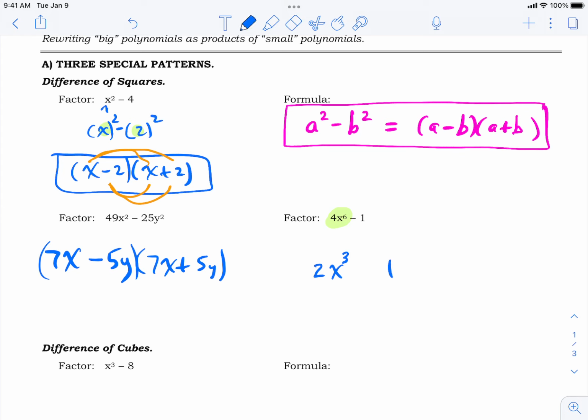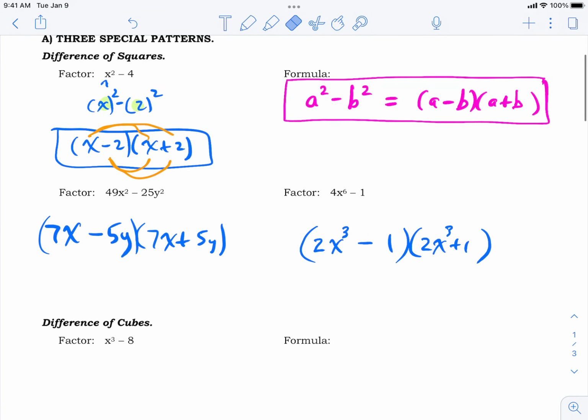So the square root of 4x to the 6th is 2x cubed, and the square root of 1 is 1. And since it's a difference of two squares, I can simply say, okay, take those and subtract them, take those and add them. It doesn't particularly matter if you put the plus first or the minus first, as long as you've got a minus and a plus. Cool, so that's how the difference of squares works. So again, I've got a formula there that you can use just to remember the pattern.